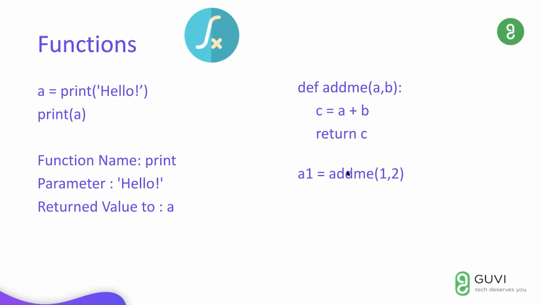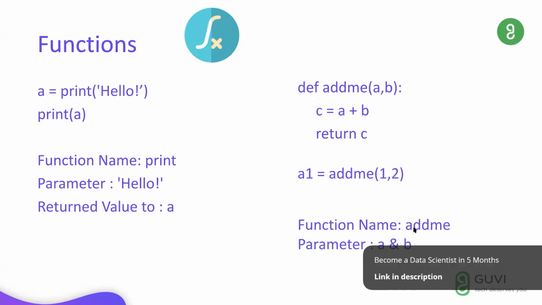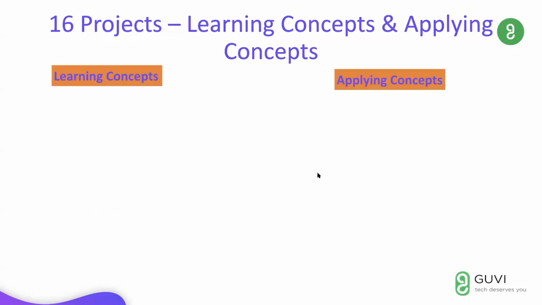If I use this one, it will get you the return. This is the function name and these are the two parameters. The value returned is the summation of two numbers, which is returned to the storage variable called A1. Now we have understood the concepts.